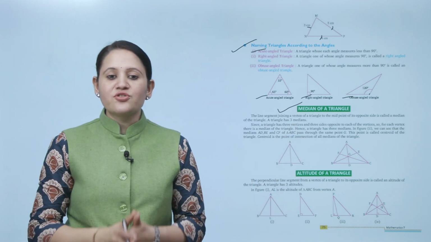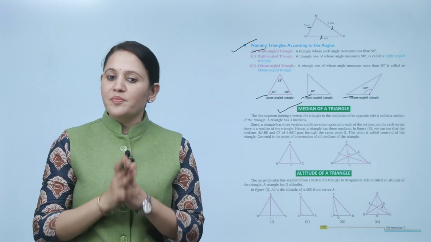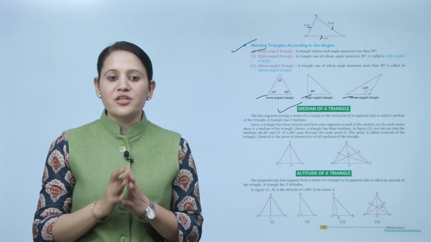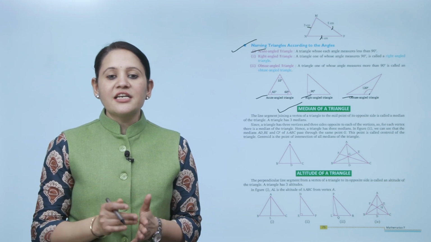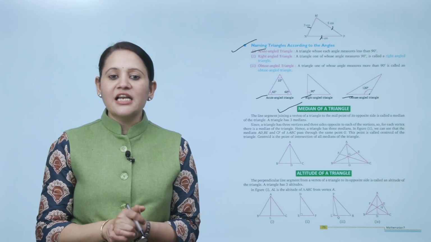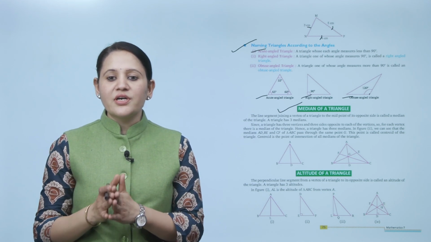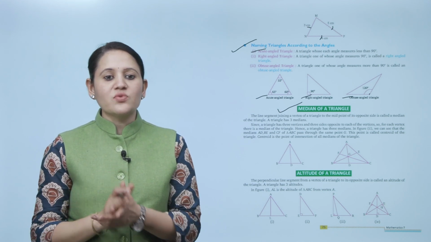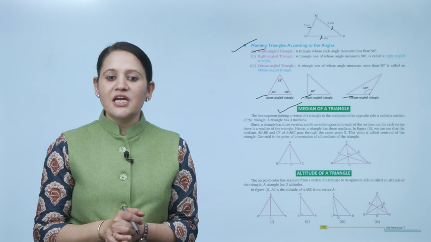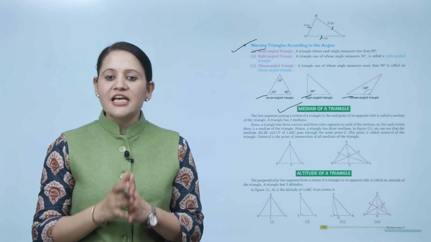The line segment joining a vertex of a triangle to the midpoint of its opposite side is called the median of the triangle. A triangle has three medians. Since the triangle has three vertices, and three sides opposite to each of the vertices, for each vertex there is a median of the triangle. Hence, the triangle has three medians.